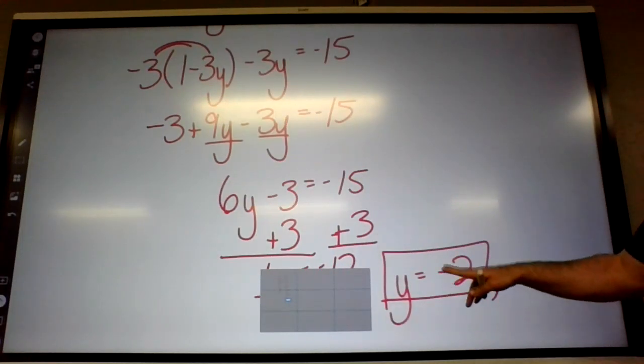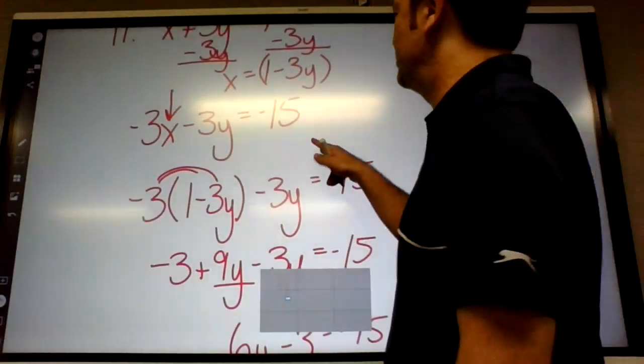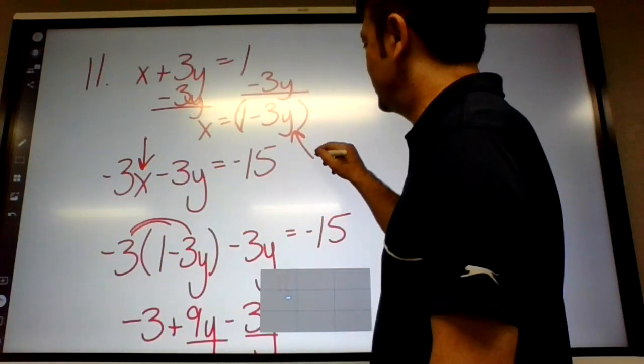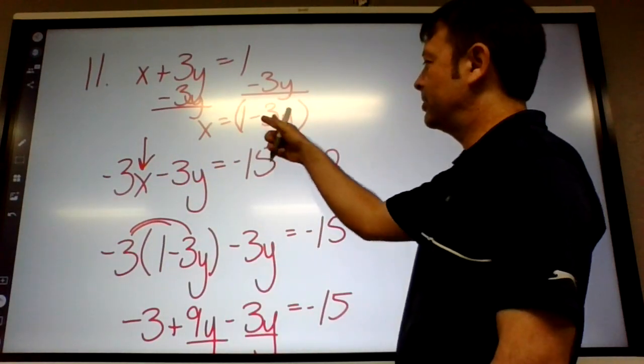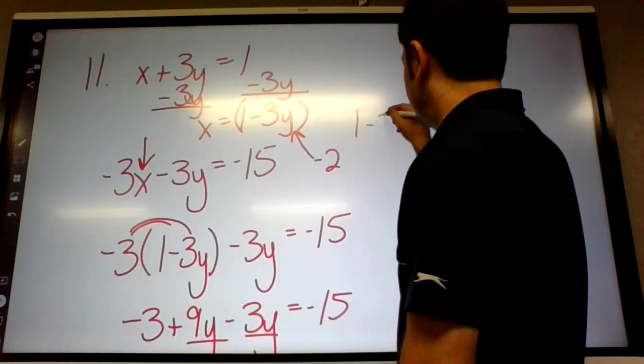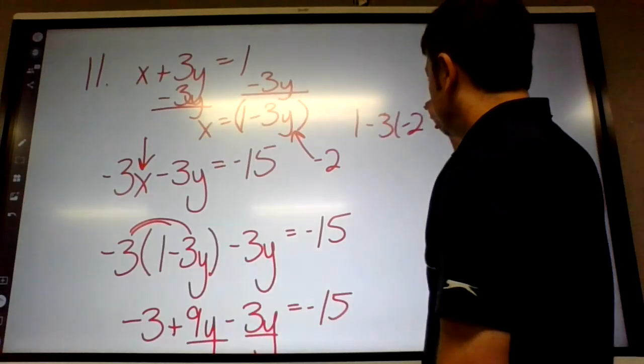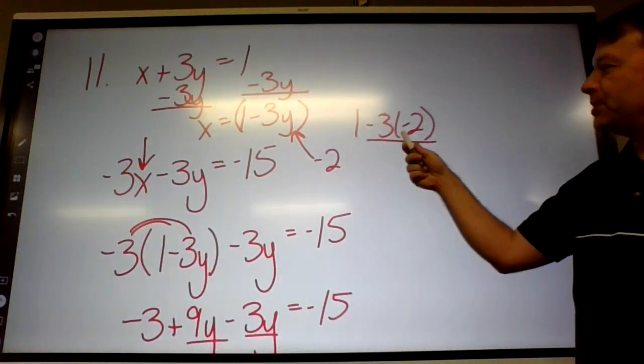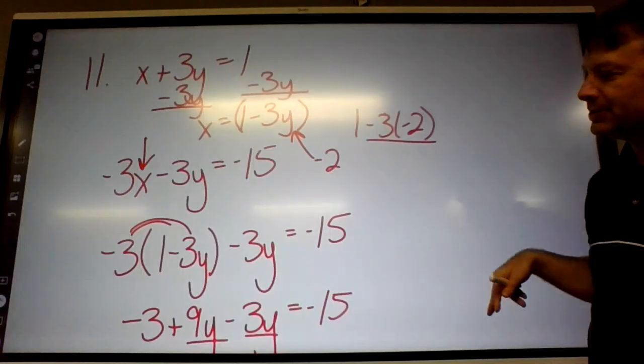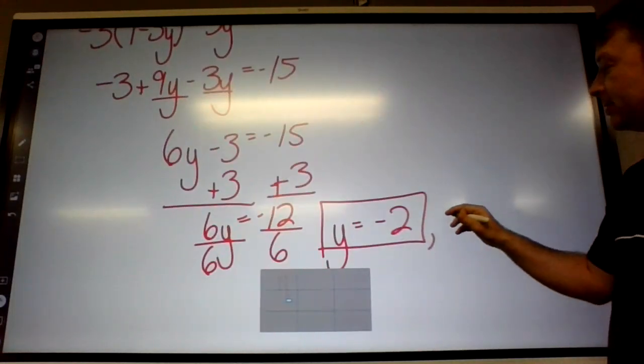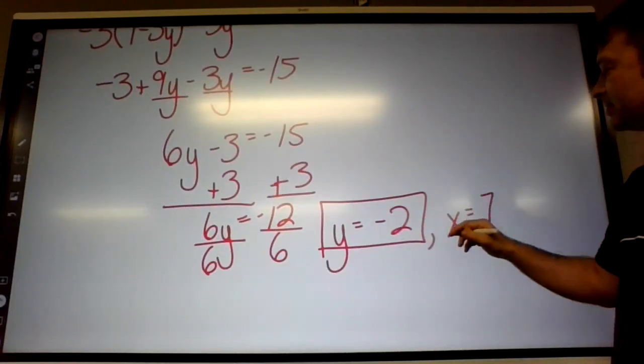Okay, yes, so I'm gonna plug y is -2 right into this one, because that's the easy one. 1 minus 3 times -2. That would be 1 plus 6. So x is 7.